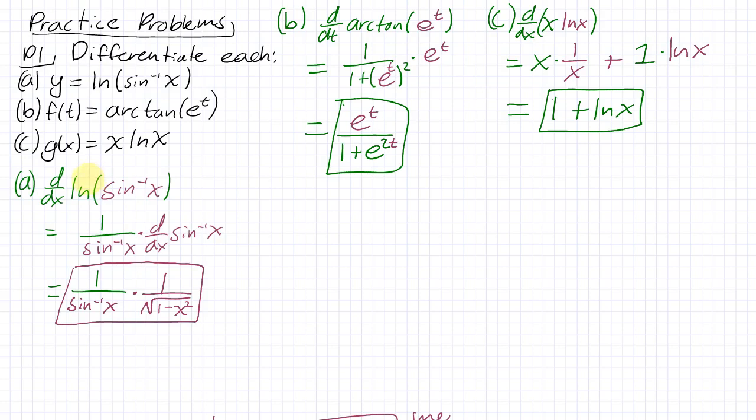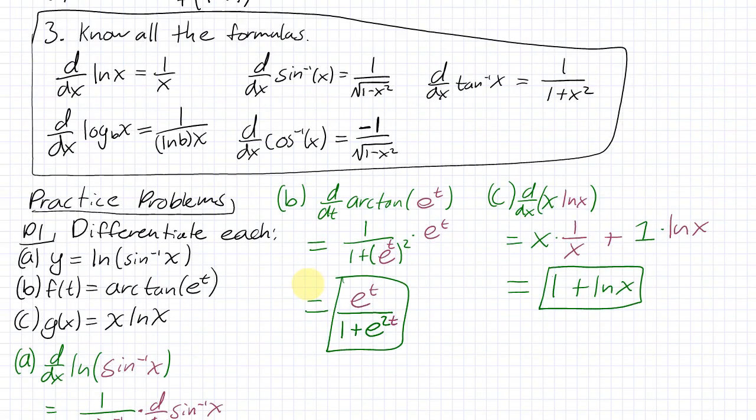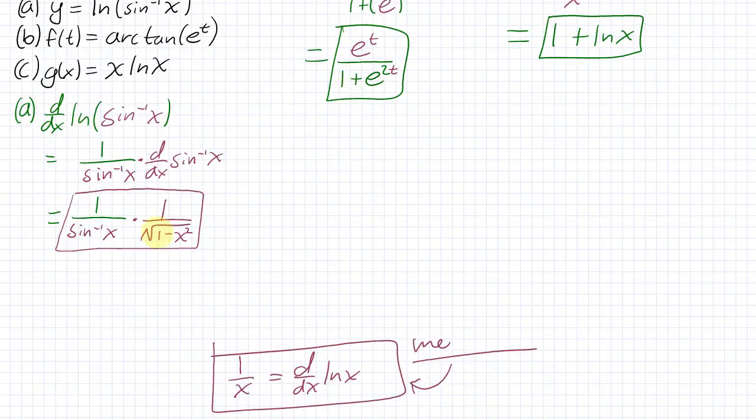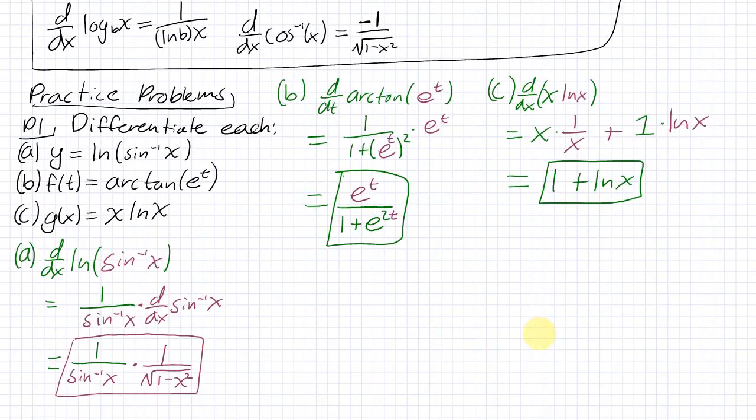For A, I'm just using the chain rule here. So the outer function is natural log. The inner function is sine inverse. So the derivative of this outer function is just 1 divided by x, but instead of x, we're plugging sine inverse of x into it, and then times the derivative of sine inverse of x. And then using the formula for sine inverse of x, you get this. So that's that.